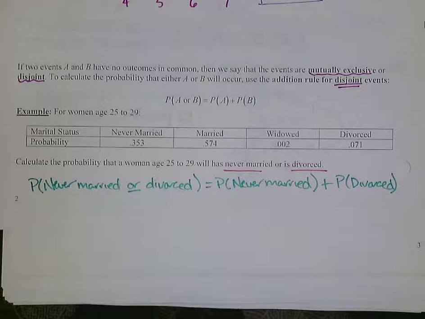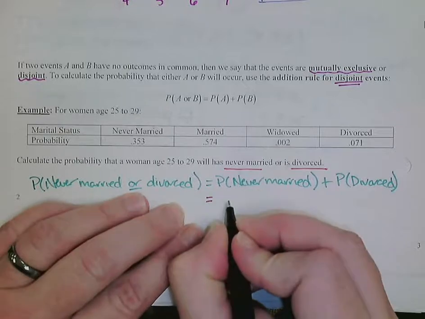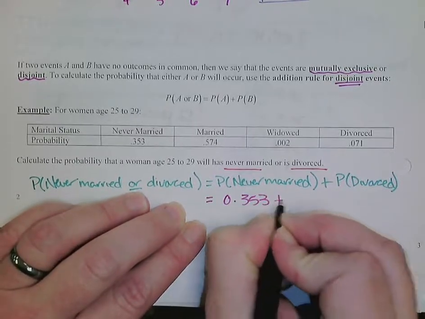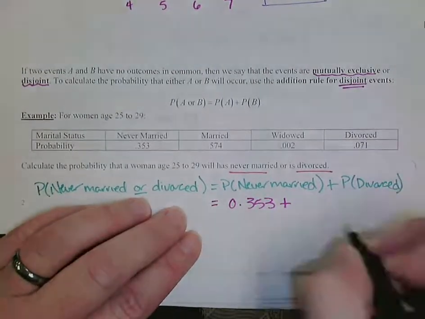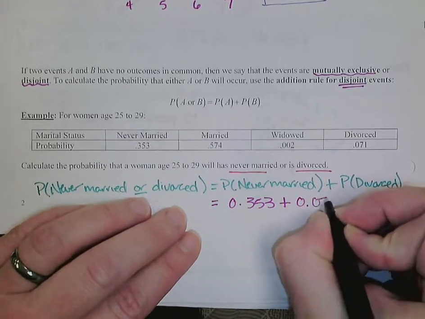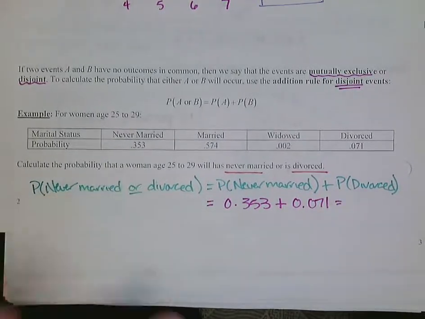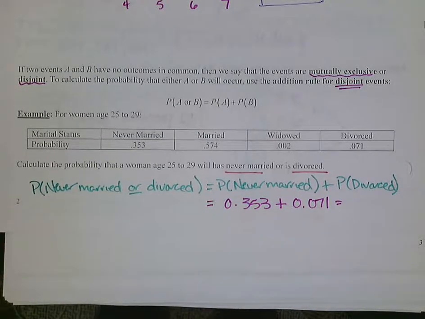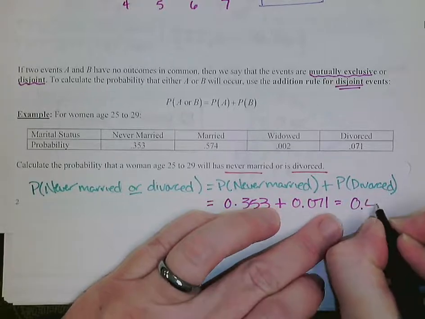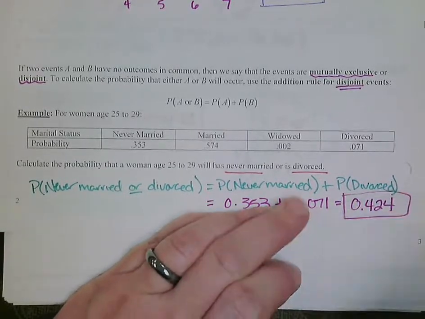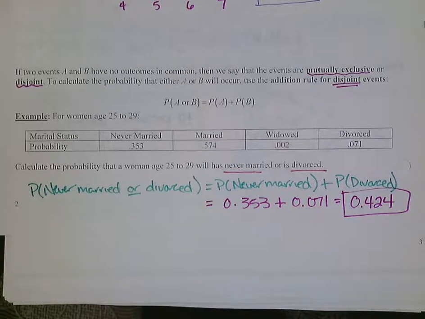So the probability of never being married is 0.353. The probability of having been divorced is 0.071. So the probability that if we randomly select a woman between the ages of 25 and 29, she'll have either never been married or be divorced would be those sums, which would be 0.424. In other words, we're saying that about 42.4% of women between the ages of 25 and 29 are never married or have been divorced.